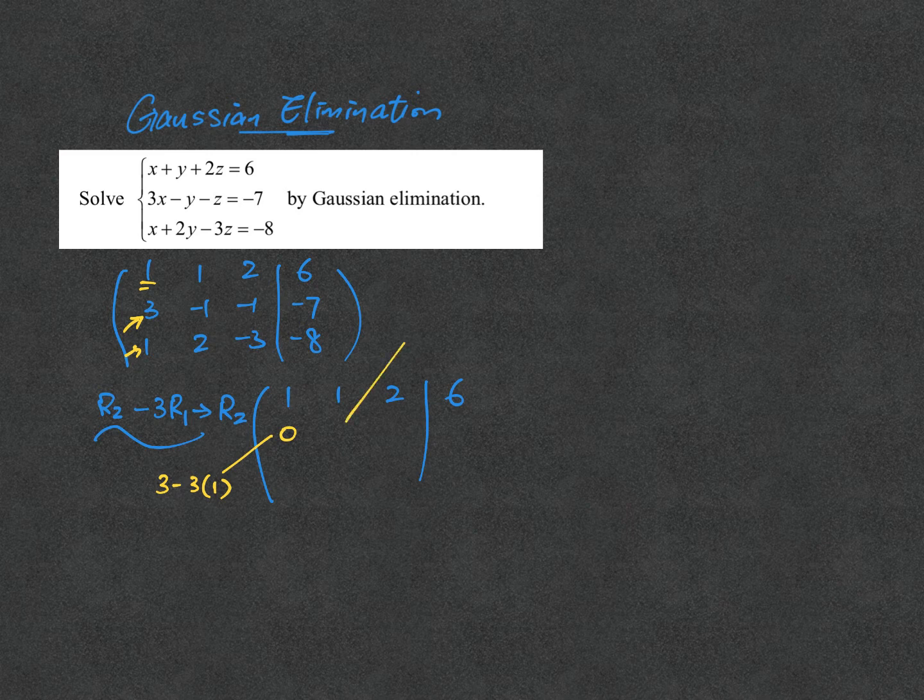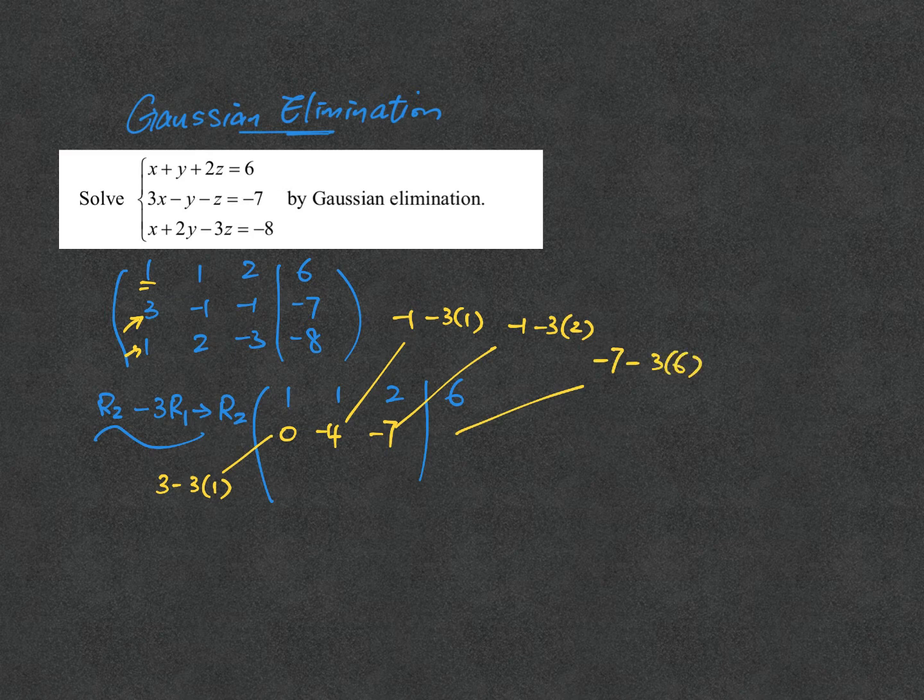The second number should be 2 minus 3 times 1, which is a minus 4. Next one, we have minus 1 minus 3 times 2, which is a negative 7. And finally, we have minus 7 minus 3 times 6, which is minus 25. So that's how we operate on the second row, by having row 2 minus 3 times row 1.